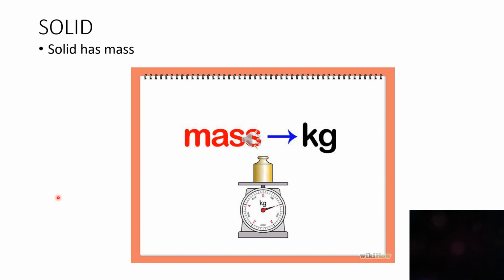Okay, first we are going to study the properties of solid. The first property, solid has mass. Pepejal mempunyai jisim. We can measure the mass of a solid using a weighing scale or other weighing machine, and we use standard units like kilograms, grams, and other standard units for mass.